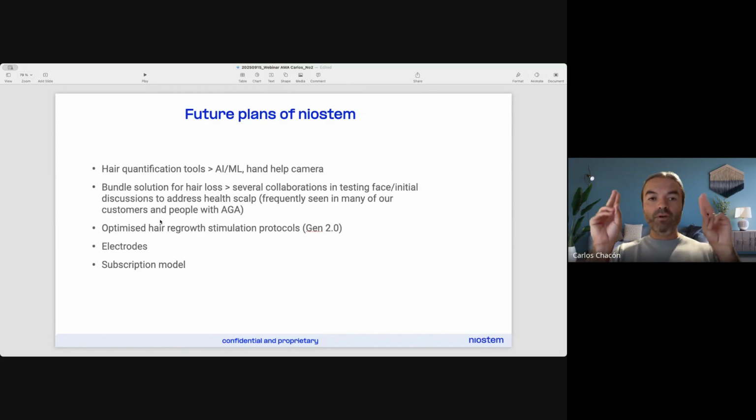For testing, we can make some of these things available, but they're not ready for the market. We're also working on a bundle solution for hair loss. We have several collaborations, some ongoing, some in discussion, technically looking at scalp health, because we see that this is very common in our customers, that the scalp is not healthy. And without a healthy scalp, you cannot grow hair. With or without a device, even with transplantation or whatever you want to do, you will never grow your hair if your body is not healthy. So we're looking into that. As I said, we're already testing. Some things work, some things we have to improve, but it's work in progress.